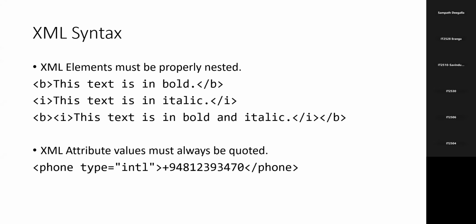And if you are using any attributes, you always have to use quotes. In our previous example, we used an international format, and we said type is international. Type is the attribute, and this is the attribute value. So XML attribute values must all be quoted. You have to use double quotes for this.